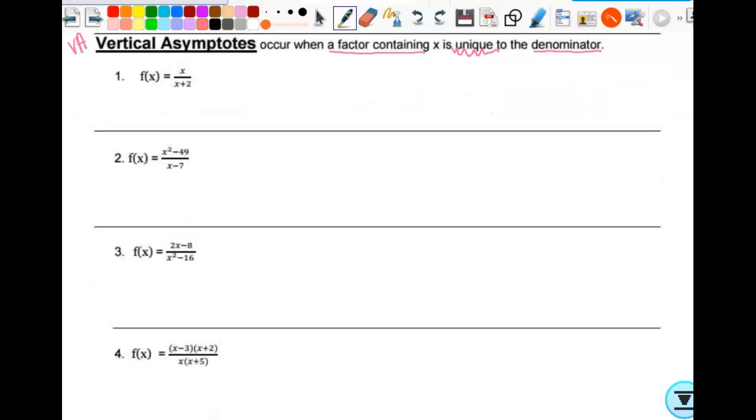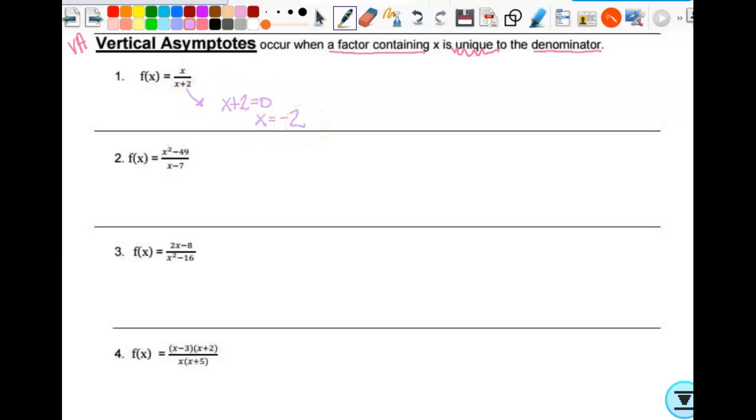So the first thing you do on all of these is factor, if you can. I can't factor this one, right? There's nothing that's going to factor. Can I cancel the x's? No. So I can't do anything. So I just take the denominator, just like we did the other day, and I say x plus 2 equals 0. So x equals negative 2.